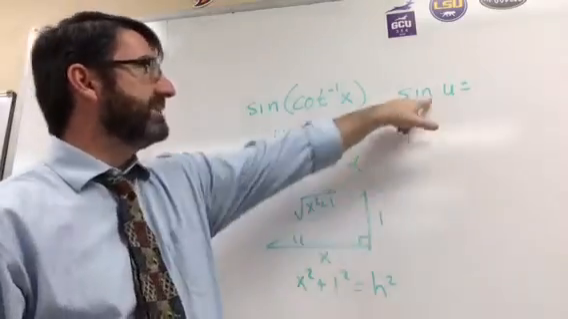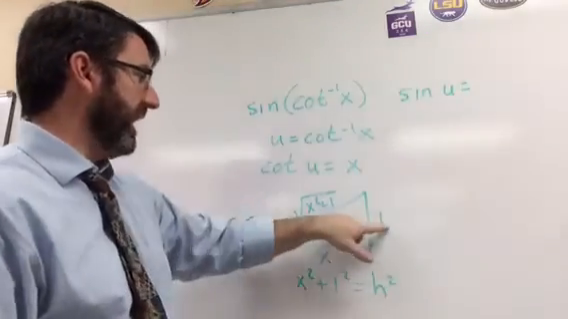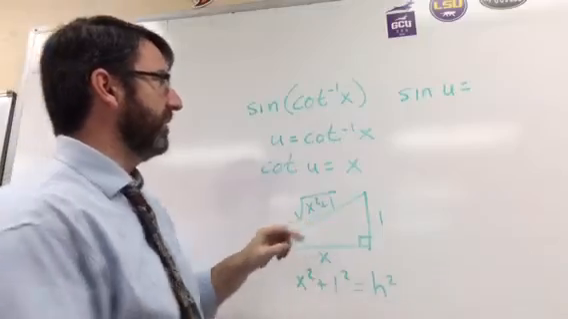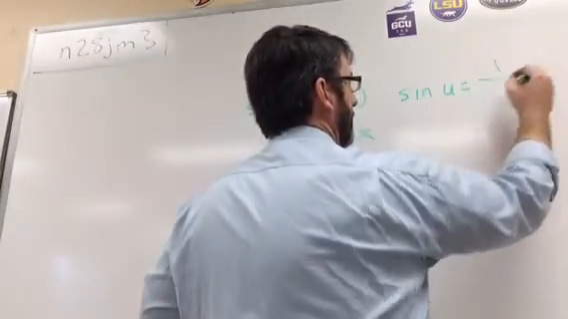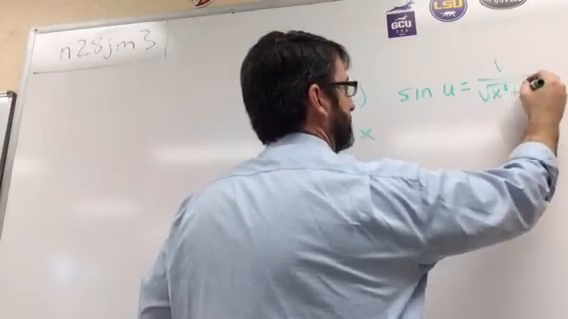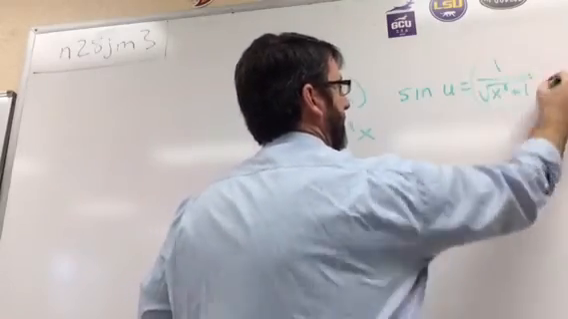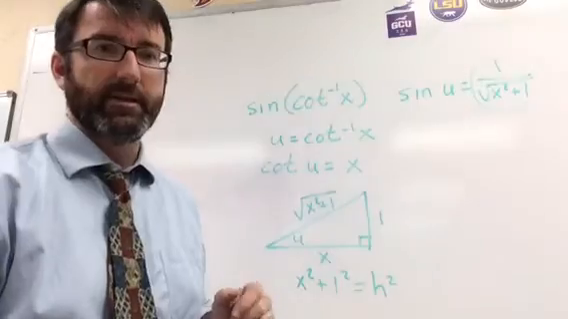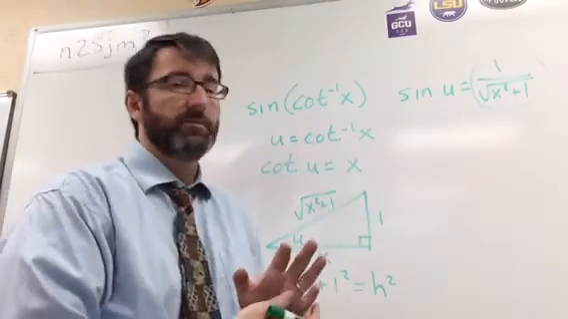And so now to find the sine of u, it's just going to be the opposite over the hypotenuse, or 1 over the square root of x squared plus 1. And that's going to be our answer right there. 1 over the square root of x squared plus 1.